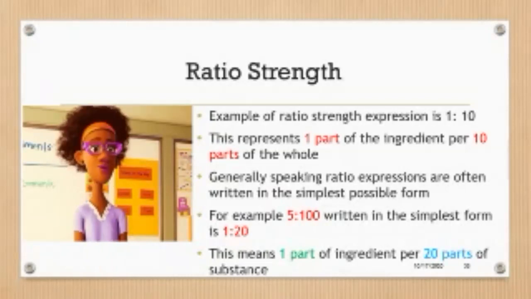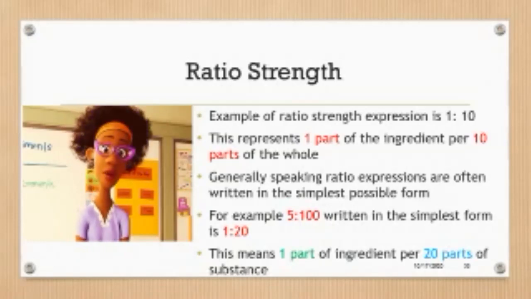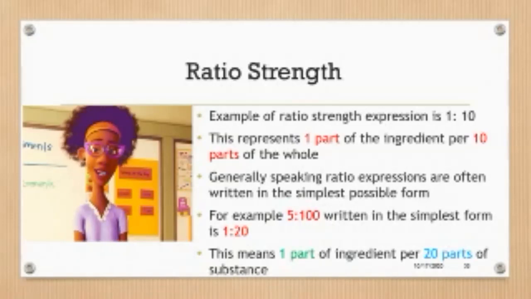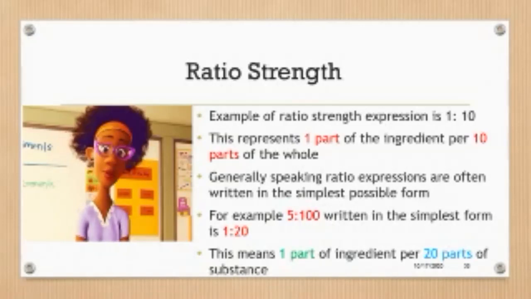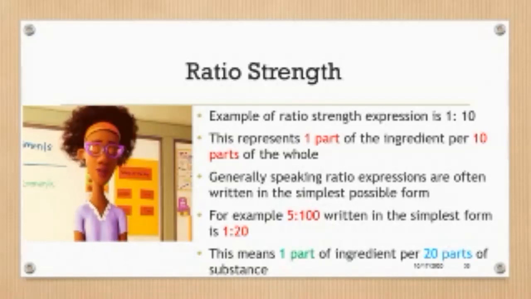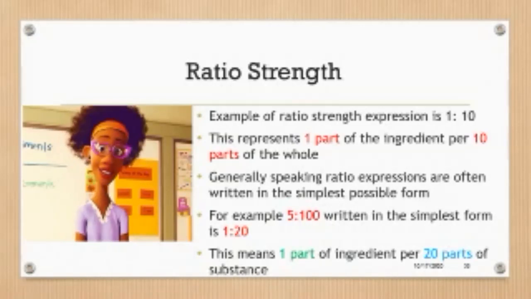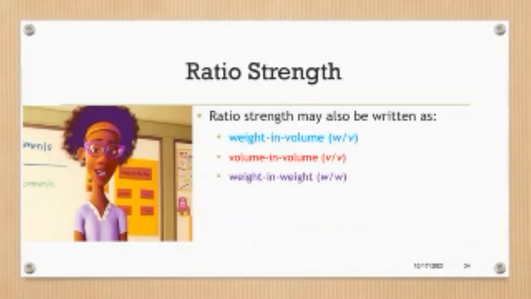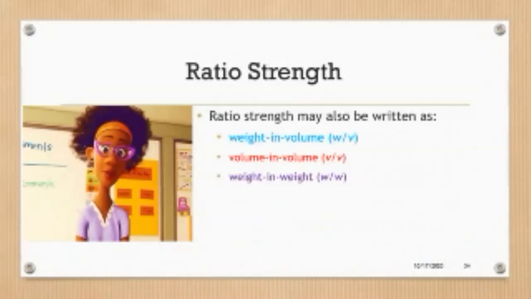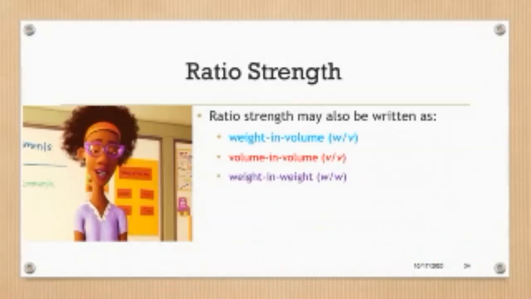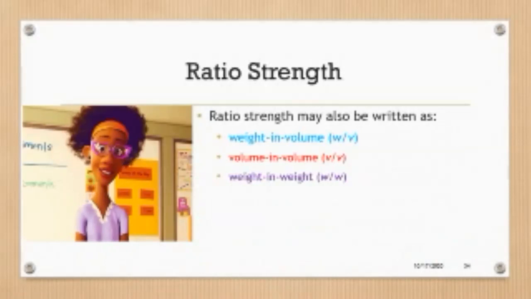And of course, 5 to 100 means every 100 parts of a preparation is going to contain 5 parts of an ingredient. If I have 1 in 20 of a substance, in terms of ratio strength concentration, it means that I have 1 part of an ingredient that is a part of 20 parts of a substance or a preparation. Just as percentage strength is written or expressed as weight in volume, volume in volume, weight in weight, it is the same for ratio strength.